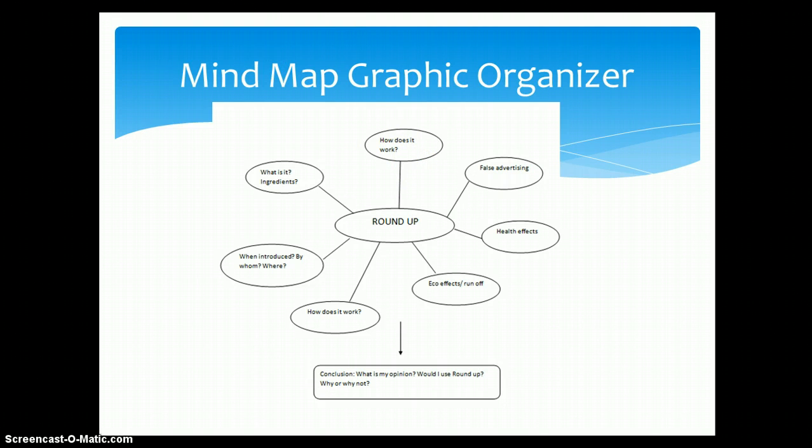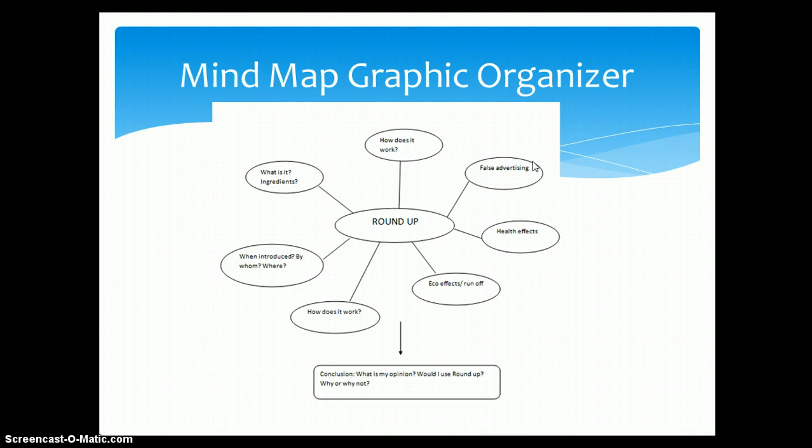Now, if you're using a template like this, don't feel like you are narrowed down to those many spaces. So there's only 7 circles around that main idea. If you have more, draw more in, add more. You might even take one topic or one subtopic, maybe false advertising, and you get a number of ideas about that.